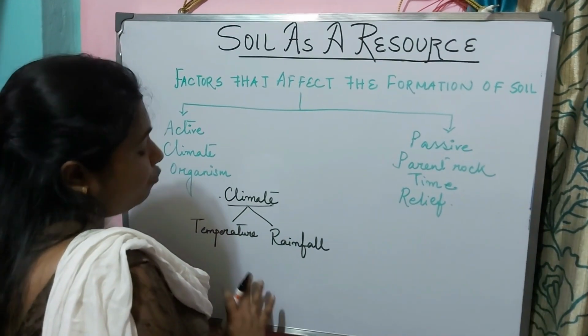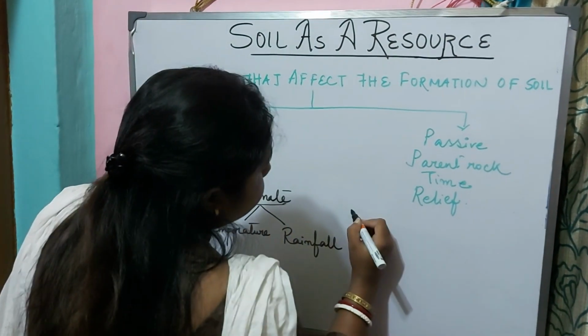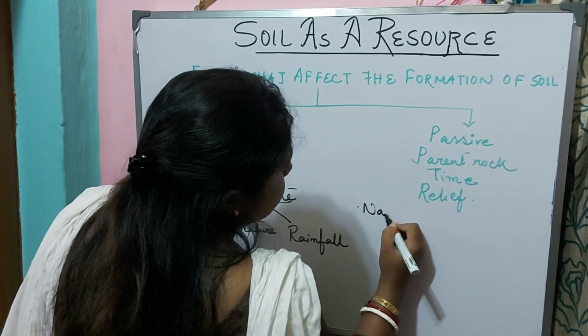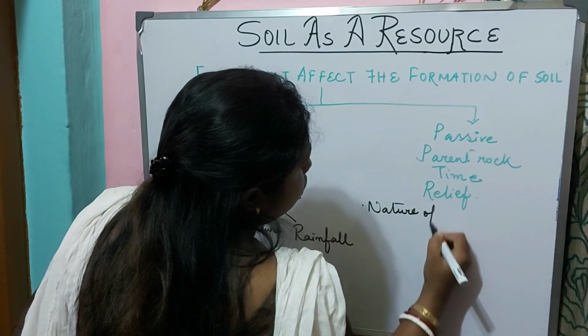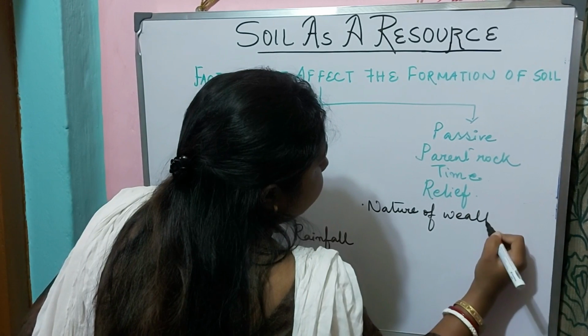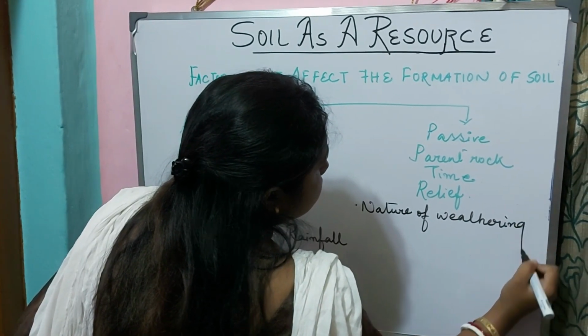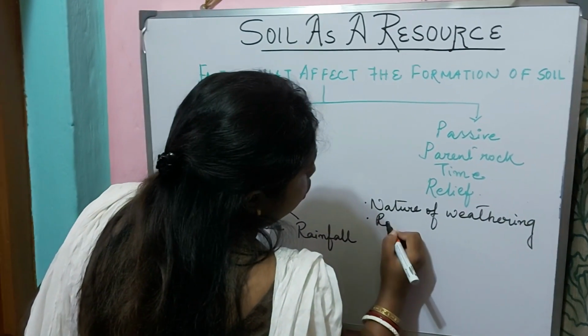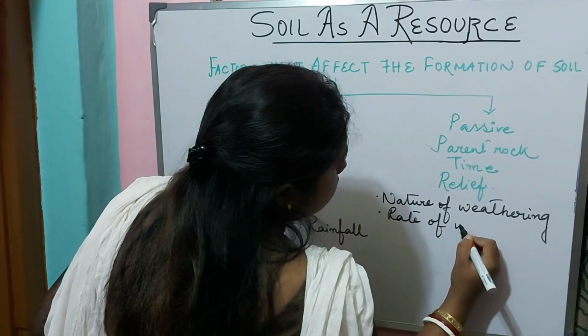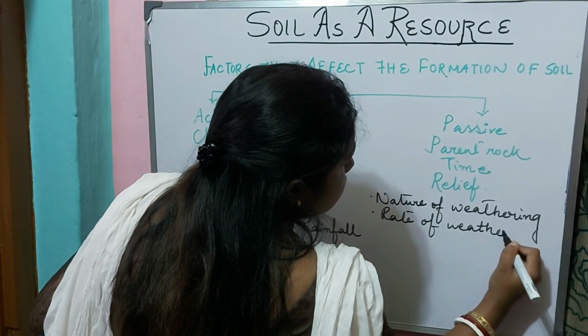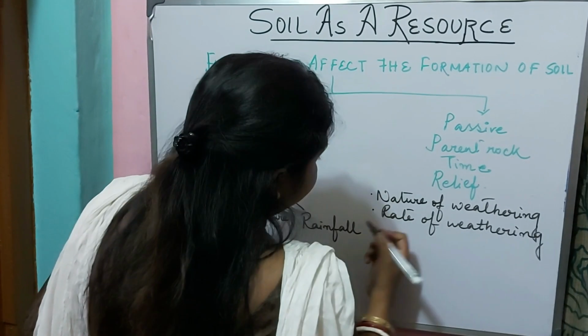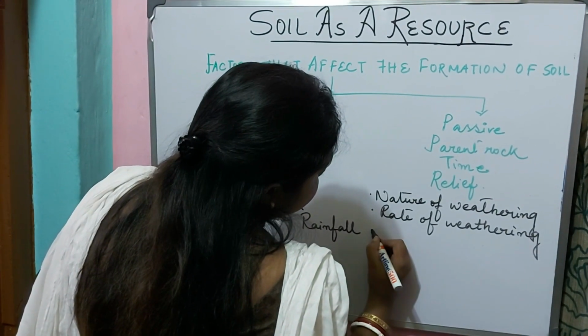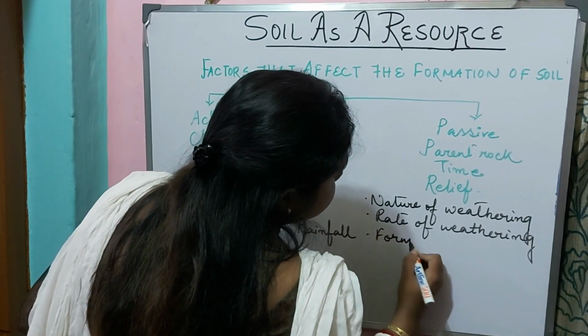On the basis of temperature and rainfall, the nature of weathering depends, the rate of weathering, how fast it will be, mechanical or chemical, and formation of humus.